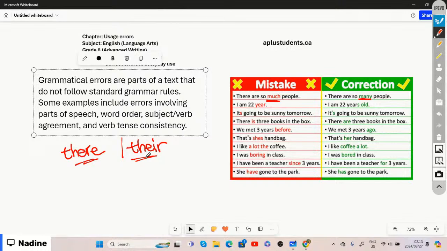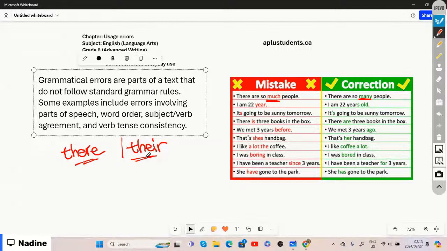The next one is "we met 3 years before." Remember, we don't say we met 3 years before, but we can say we met 3 years ago. Ago doesn't mean it is ancient, like long, long ago. If you want to count back to when you met, then you can say we met 3 years ago, not 3 years before.